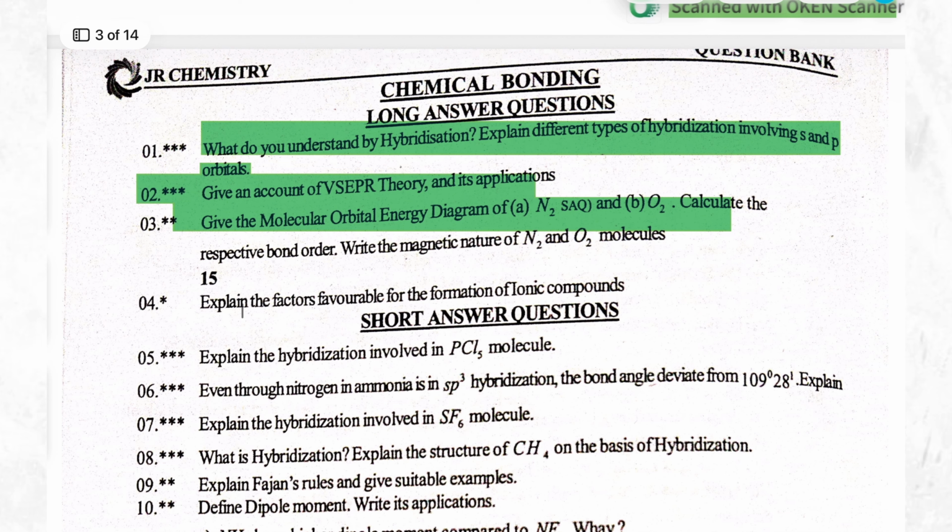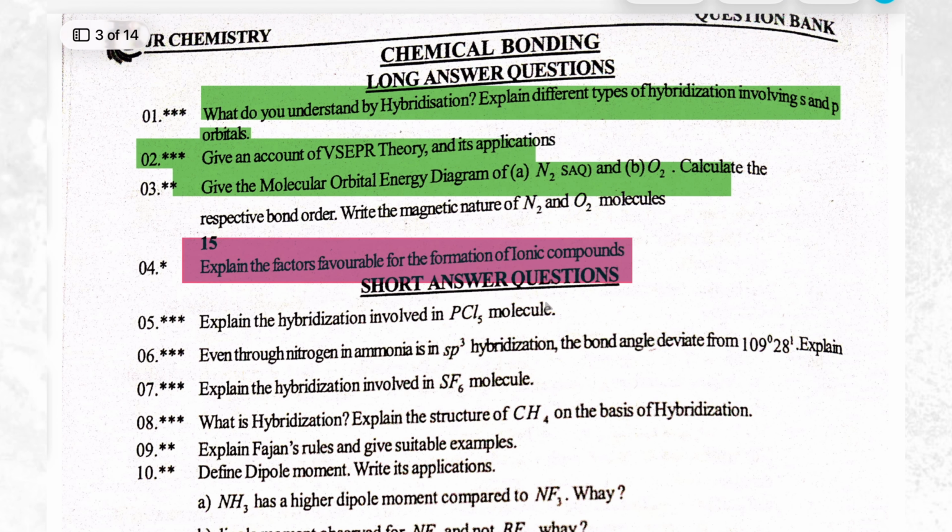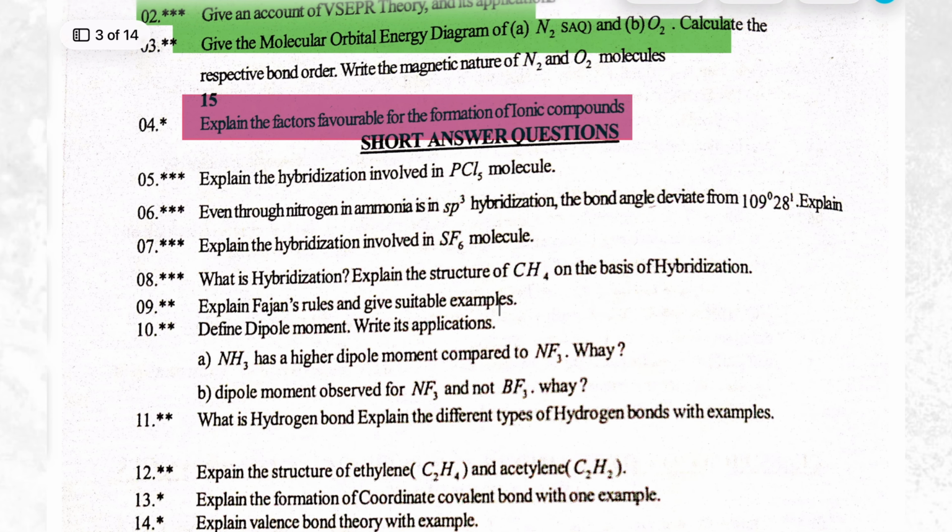See, this is also important, but not asked many times. That is, here you can see favorable conditions for the formation of ionic bond. Okay, they ask less often. So the most important is hybridization. Next one is MO diagrams, and VSEPR theory is very less important. Clear? And here SAQs are very important, students.